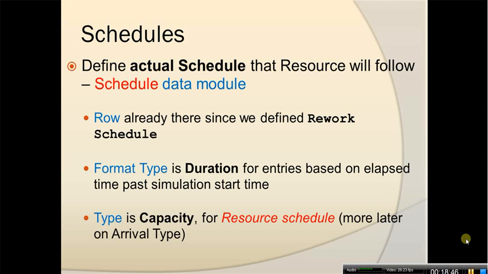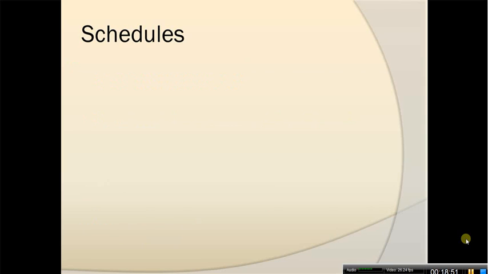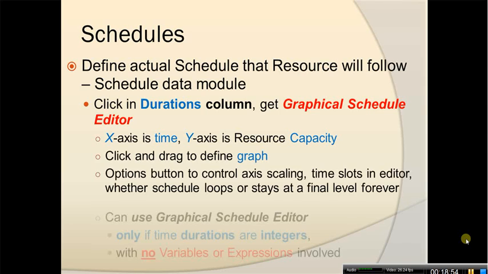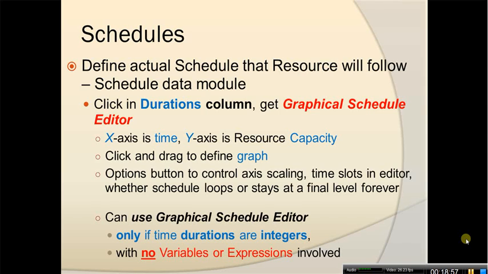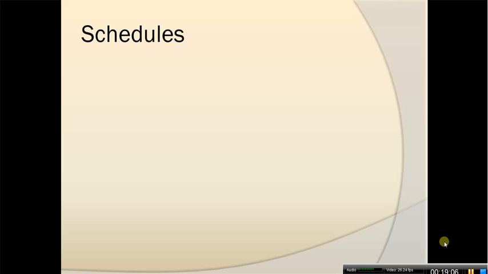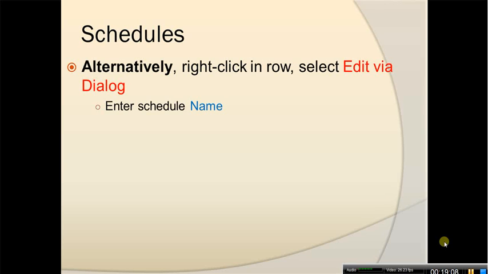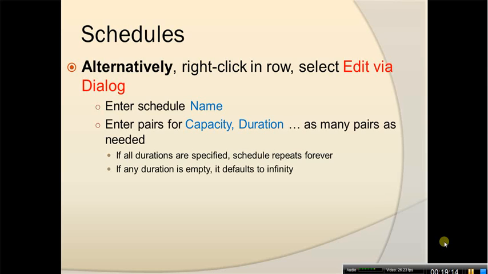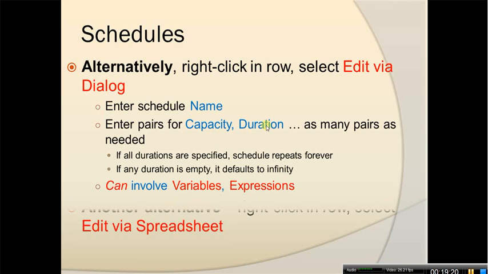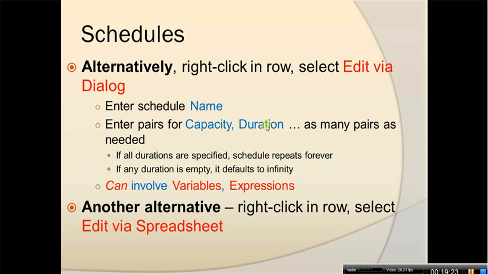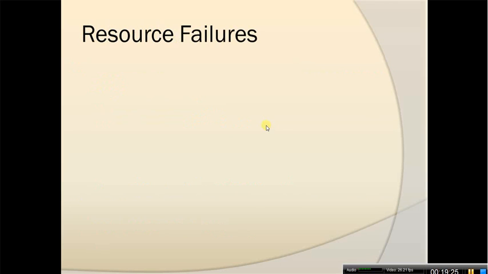So as we talked about the schedule, we mentioned where we do the schedules, and how to edit it using the graphical schedule editor. And that's only when the time durations are integers and we don't have variables or expressions. We also talked about how to edit the schedules via dialog, and there we can actually specify variables and expressions for either capacity or duration. And there's also an alternative of editing via spreadsheet again.